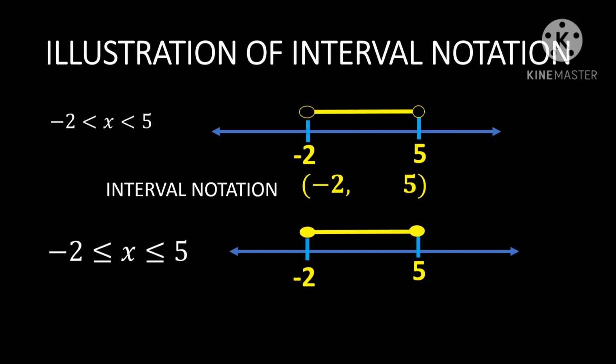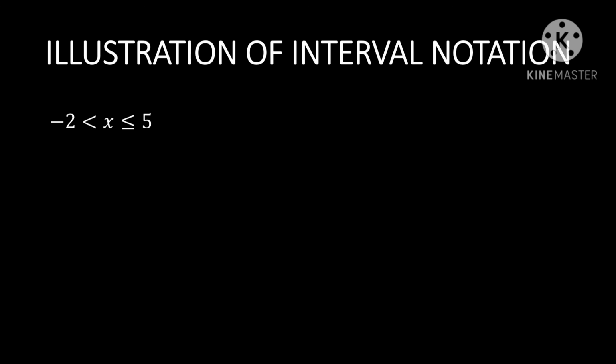So that's the graph. If you are going to write that in interval notation, we will come up with this. Open bracket, negative 2, comma, 5, then close bracket. We use the bracket because the two boundaries are included. Okay? So let us have another illustration. If we have an inequality of x is greater than negative 2 but less than or equal to 5.